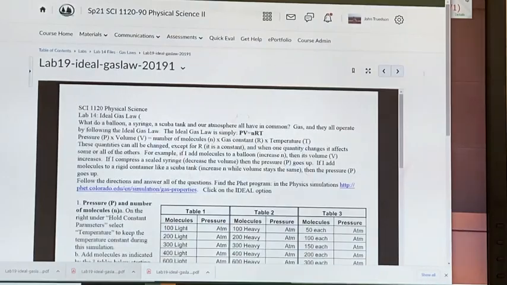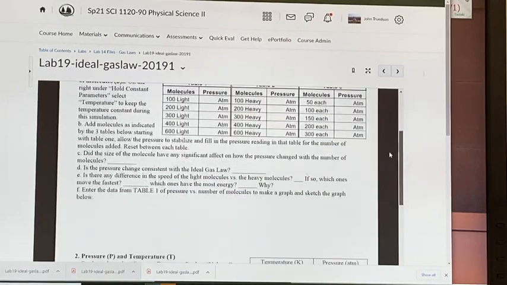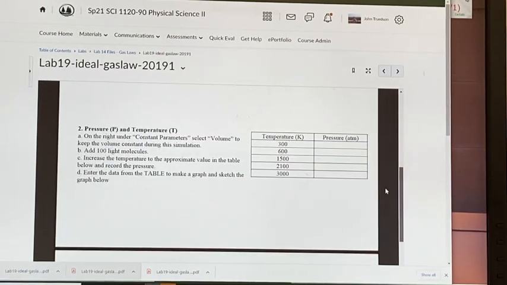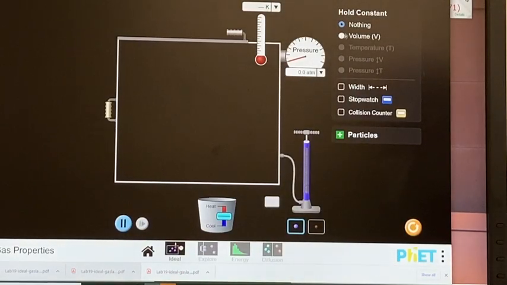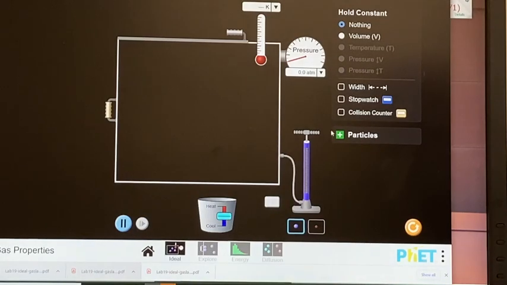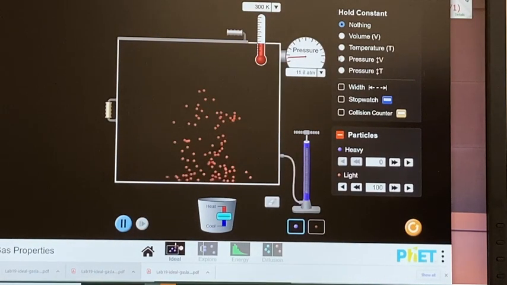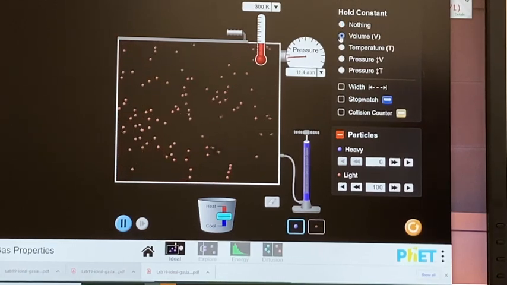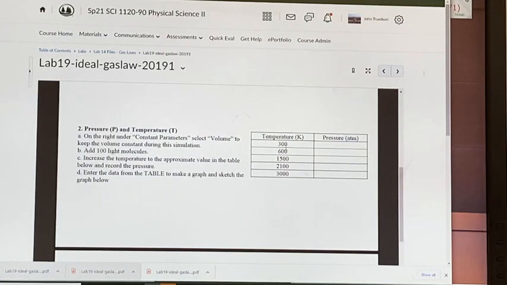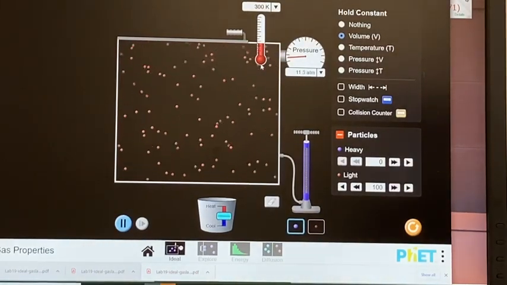The next part we're going to do is pressure versus temperature. In this case, we're going to set volume constant. So we're going to go back to having 100 light molecules. We have to add particles first before it'll let us change anything. So we change the volume, we fix the volume. Then we're going to change temperature: 300, 600, 1500, and so on. We'll start with 300, that's the default.